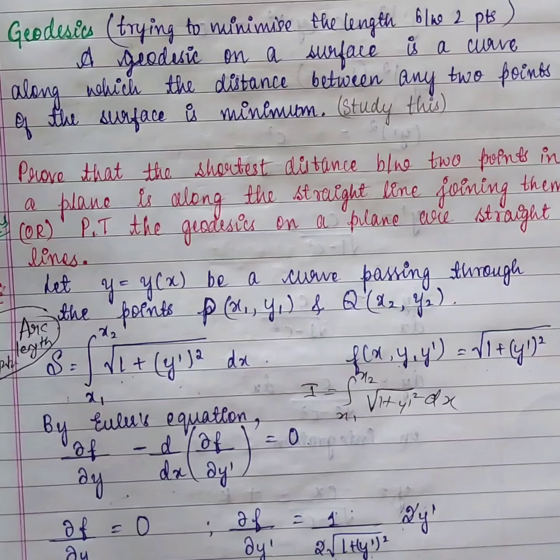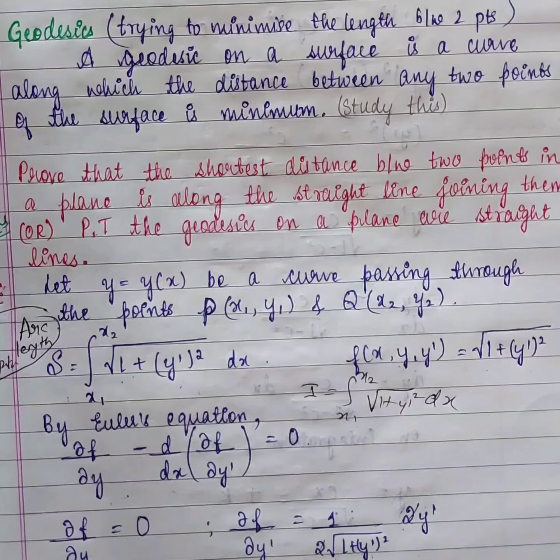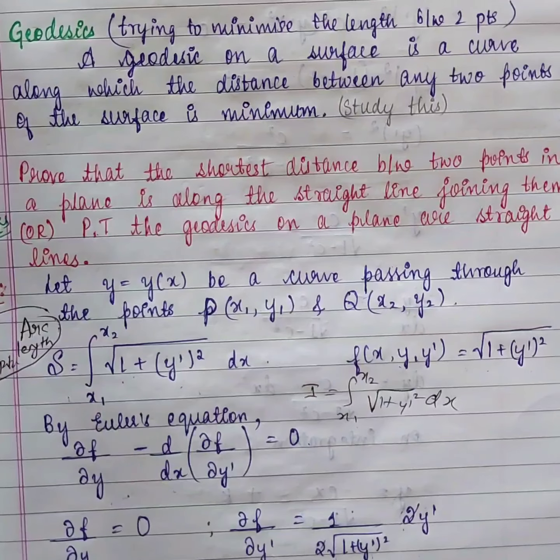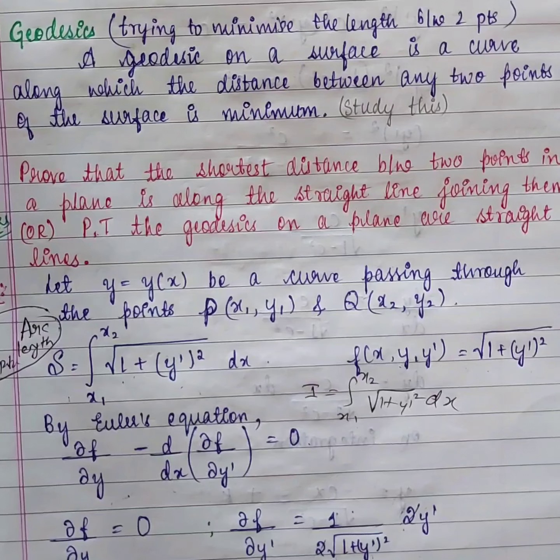on the given surface. Or I can say that a geodesic on a surface is a curve along which the distance between any 2 points on the surface is minimum. So finding the geodesics on a surface is a variational problem involving the condition for extremum of the associated functional. So what is the condition? Nothing but Euler's equation. So these are some standard variational problems.